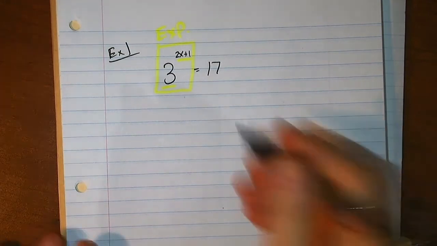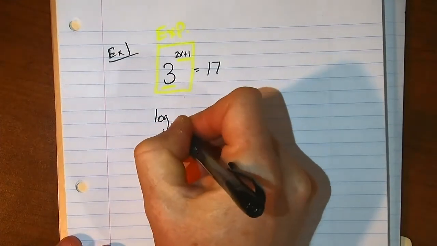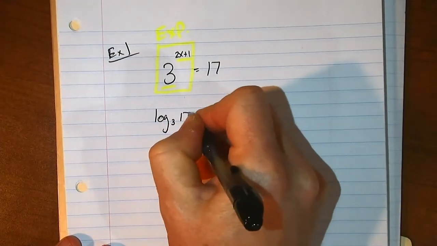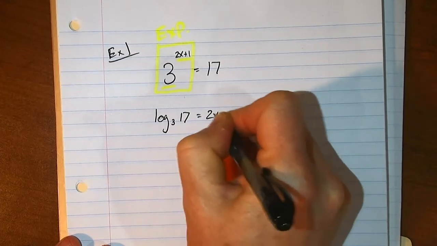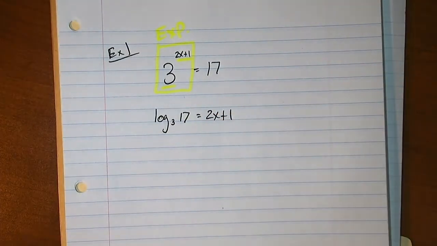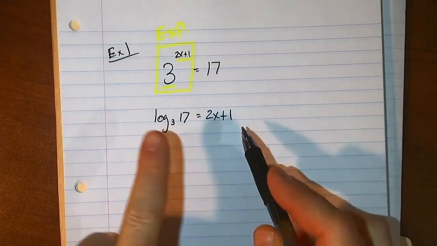Okay, so hopefully when you did that, you ended up with a log base 3 of 17 equal to 2x plus 1. And again, depending on how you think of that, you might have the two sides of the equal sign reversed.